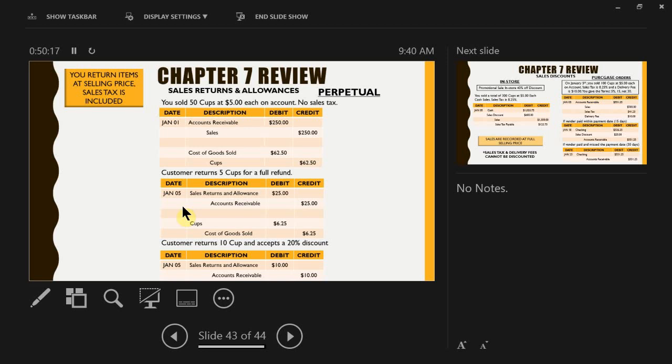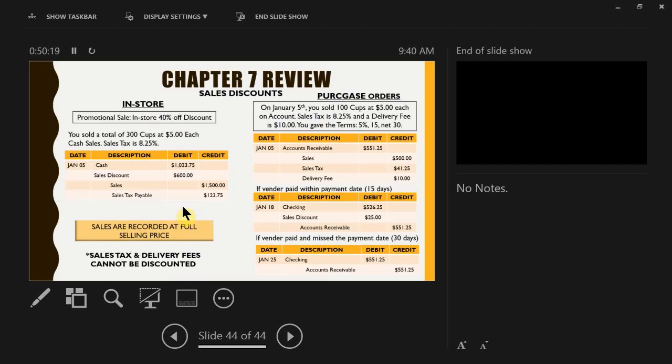Okay? And then we took a look at what happens when we deal with sales discounts, whether we're looking at in-store or at terms, when the customer decides to make a payment. Then we have to calculate their discounted amount. All right, so that's that.